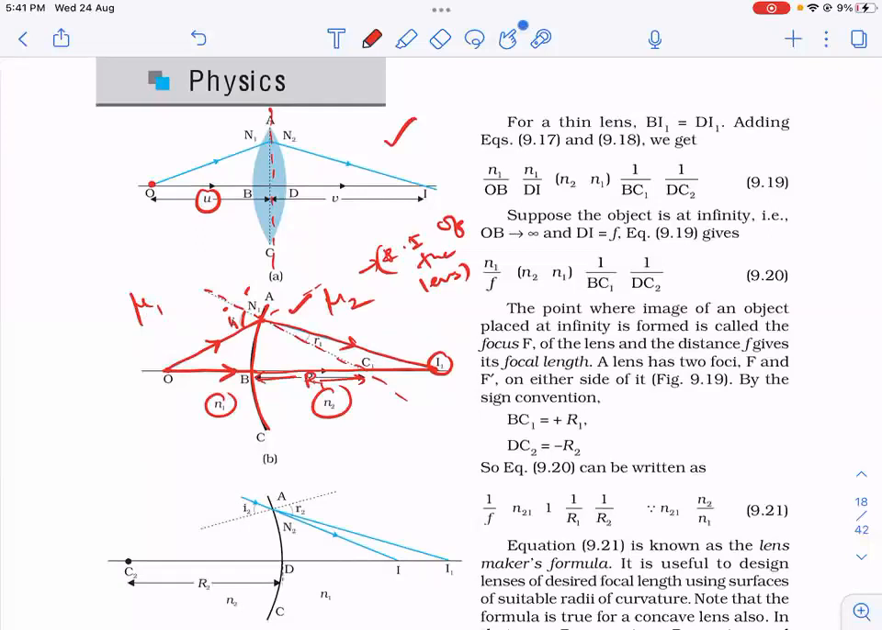I1 forms as the object for the second surface. I just wanted to stress on one point. Okay. Listen to this.